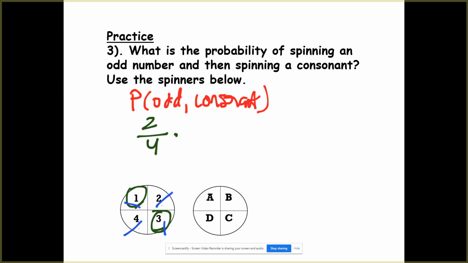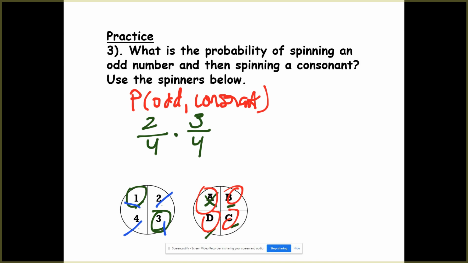Consonant. Well, what's the probability of getting a consonant on the second spinner? Well, we already remember that A is a vowel, so that's not a consonant, which is the desired outcome. But we got B, C, and D. Those are all consonants. So we got 3 desired outcomes of consonants. How many total outcomes are there? Well, there's 4 because there's A, there's B, there's C, there's D. So there's 4 total outcomes.